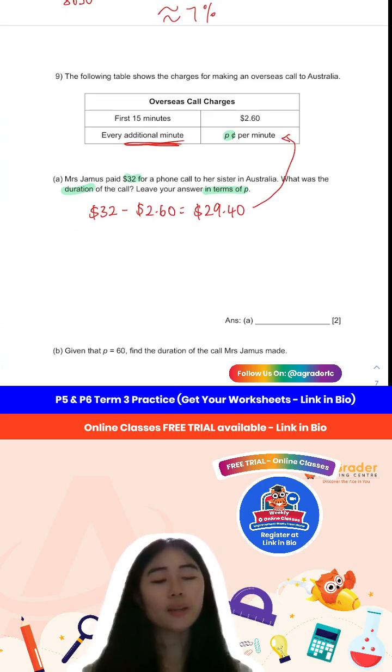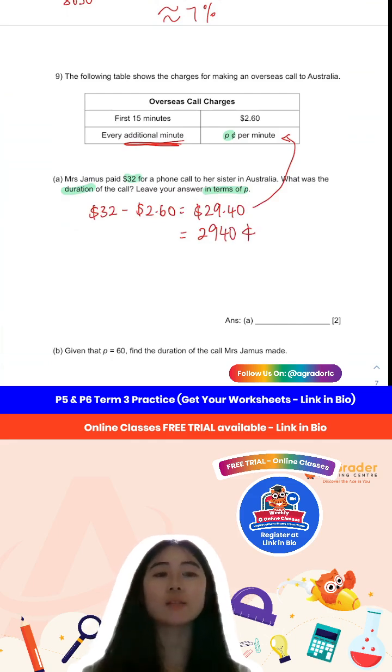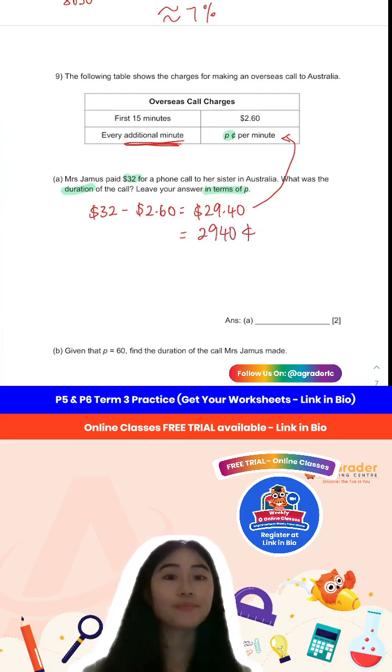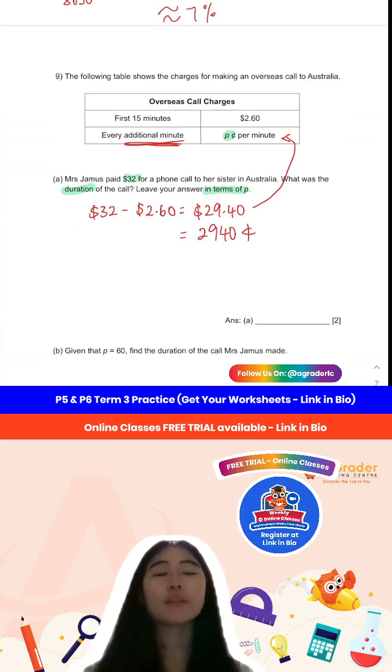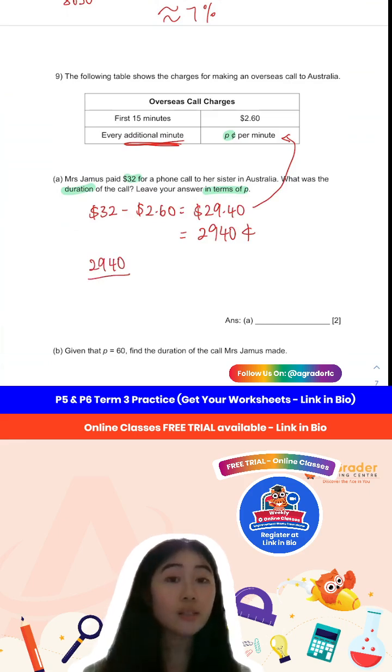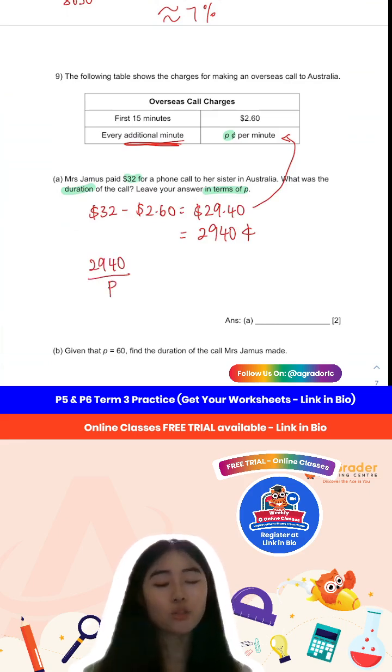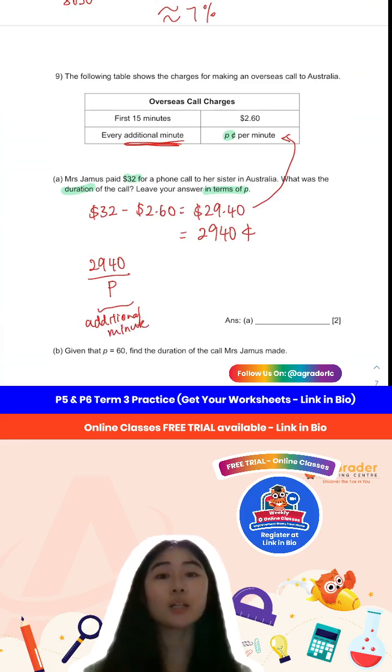You notice that the units are not the same, right? This is in terms of dollars, but this is in terms of P cents. So you have to make the units the same. I'm going to change this into 2,940 cents. And then you can divide by P. So you're going to use 2,940 cents divided by P cents. This is basically the additional minutes that she spent on the call.